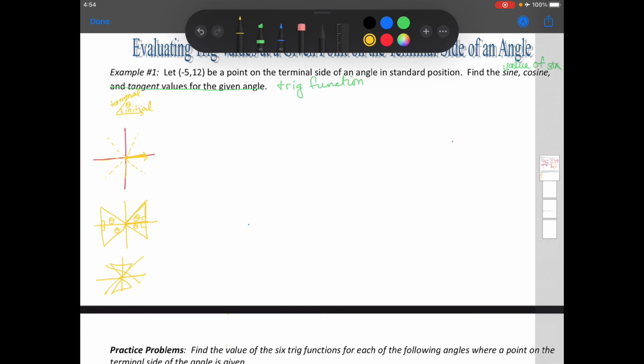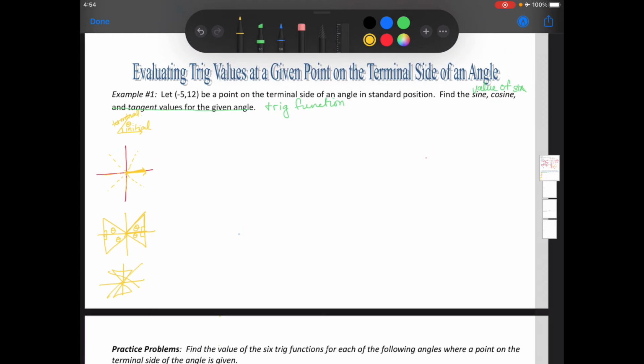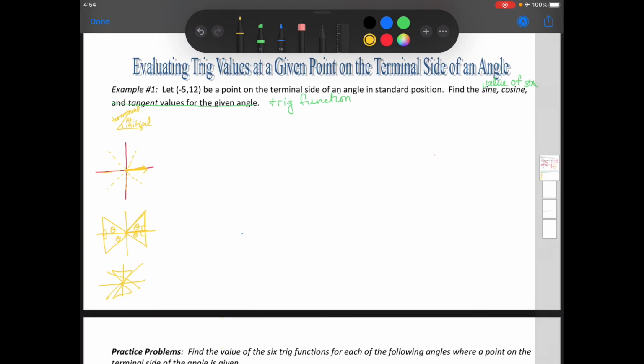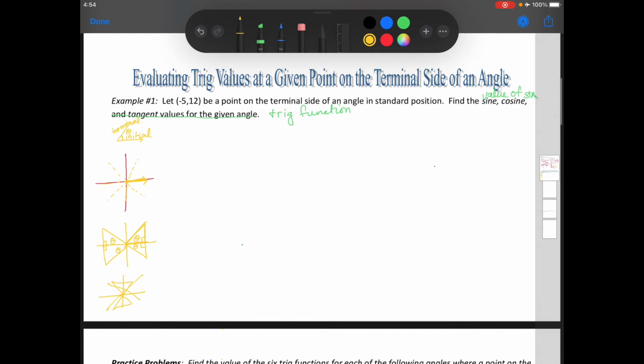So now, since we know about our reference triangle and what an angle in standard position is, let's get started with the question. I changed the question a little. It says, let (-5, 12) be a point on the terminal side of an angle in standard position. Find the value of all 6 trig functions.